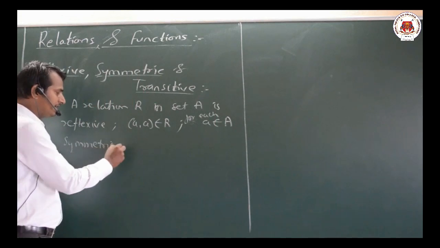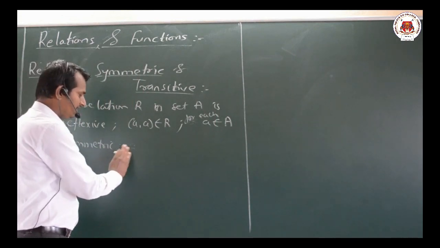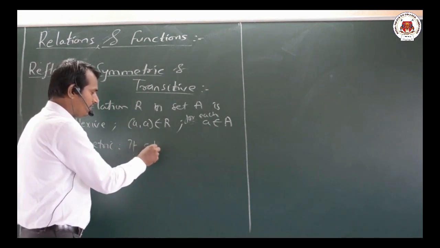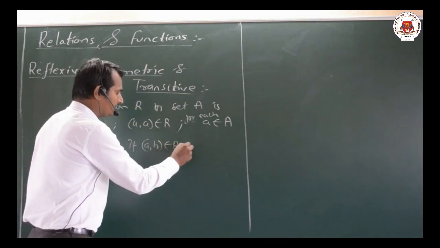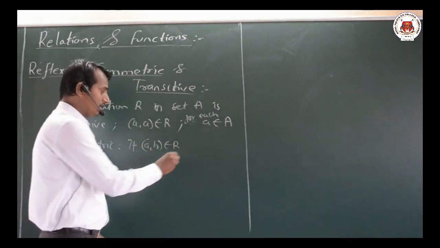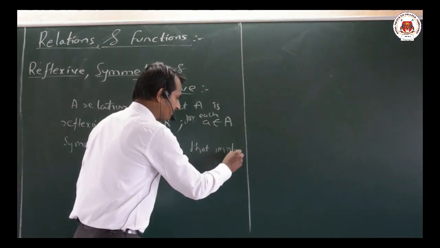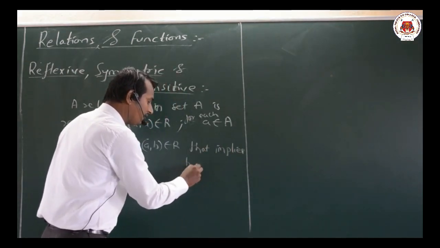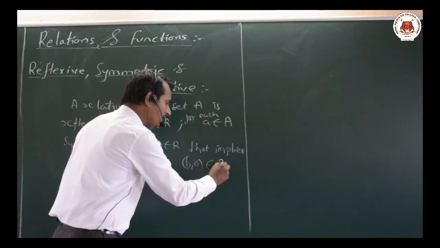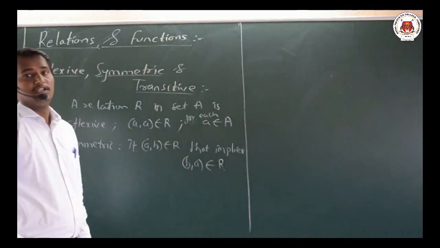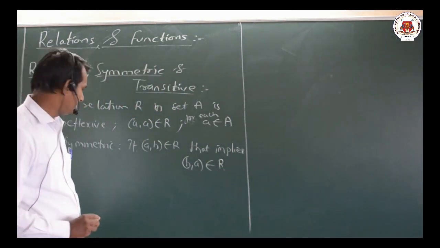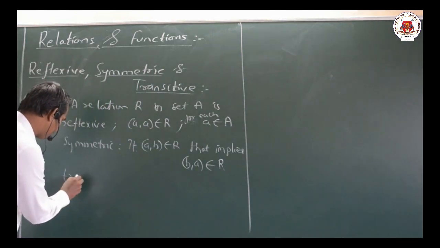Similarly, symmetric: when we say it is symmetric, it means if (a, b) belongs to R, that implies (b, a) should also belong to R, then only we say that it is symmetric. At last, transitive.